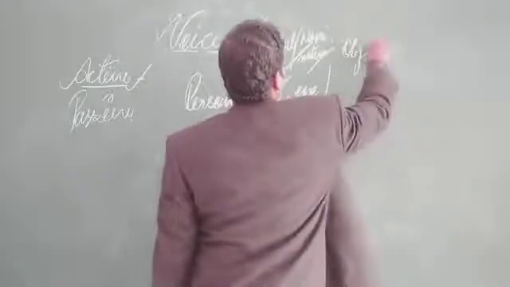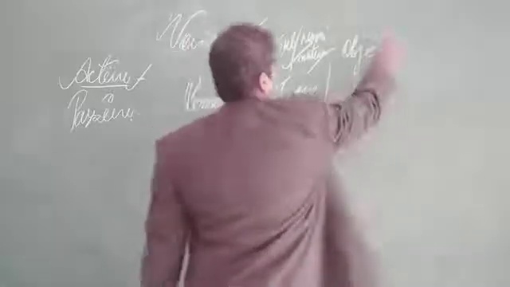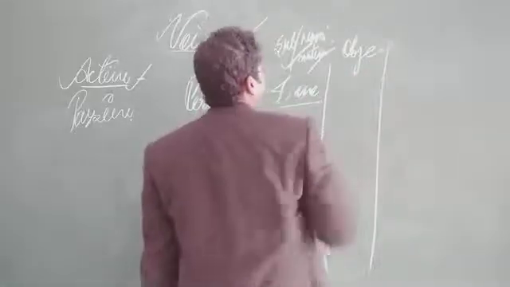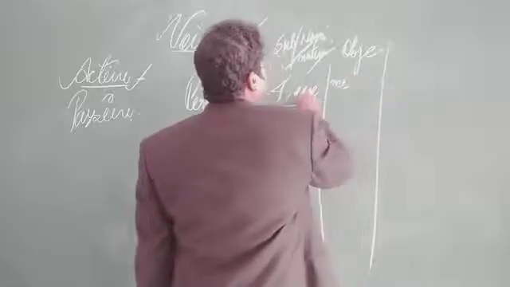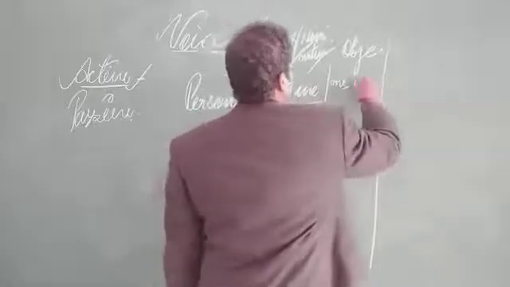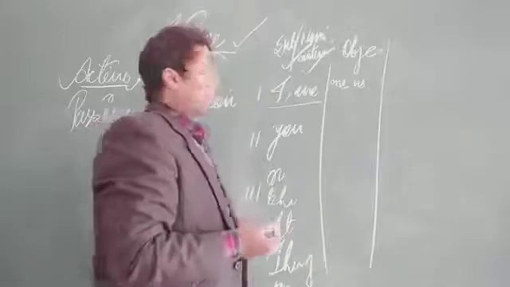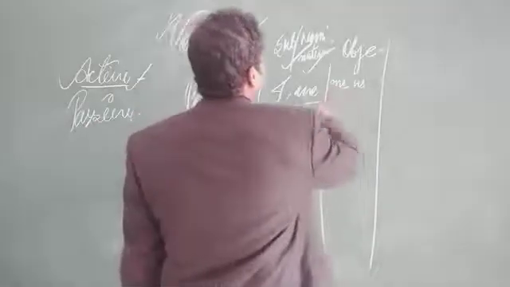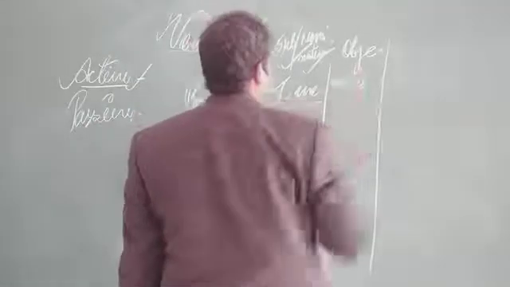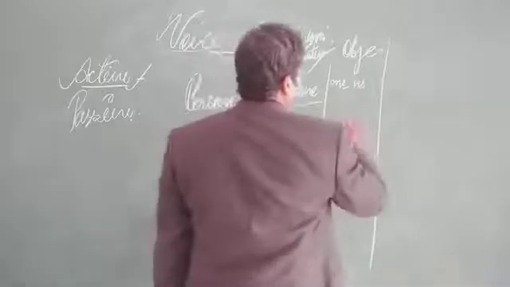Now it's objective case. What will be its objective case? Objective case: I, it will be me. We, it will be us. Okay, objective of I will be me. We will be us.